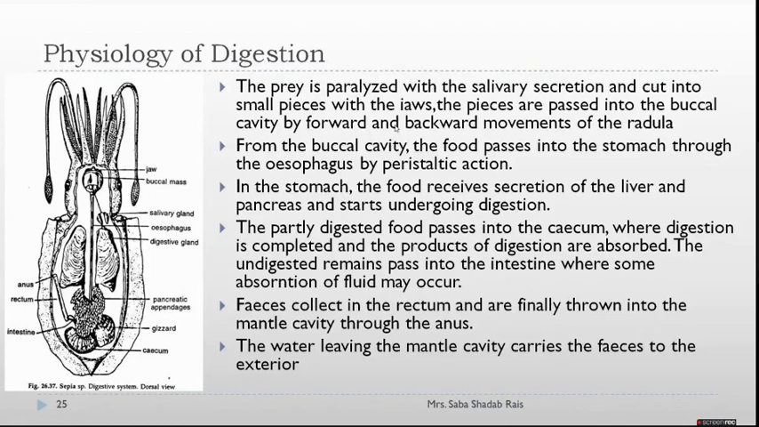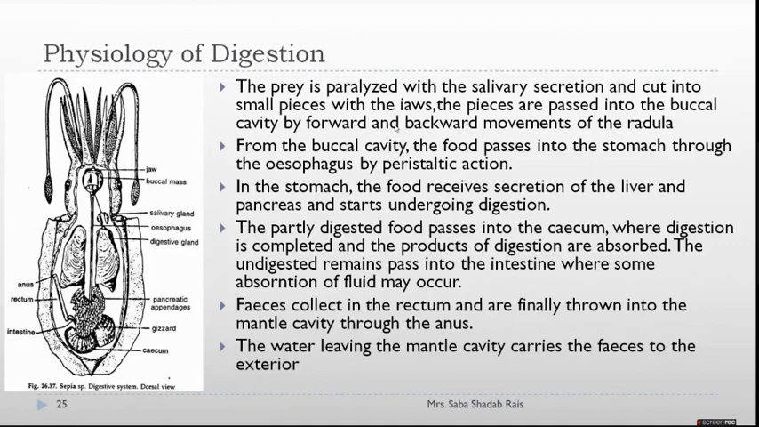Now what is the next part after this? First we have learned the mouth, then the buccal cavity. So in the mouth they chop the prey, and then thereafter they take it into the buccal cavity, and from the buccal cavity they will take it onward.